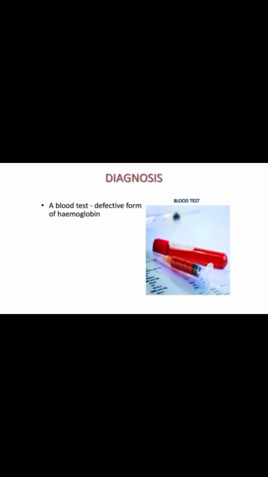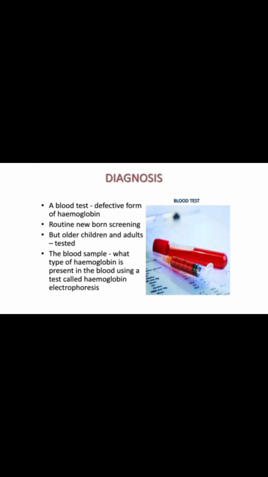Diagnosis. A blood test checks for the defective form of hemoglobin that underlies sickle cell anemia. In the United States, this blood test is a part of routine newborn screening, but older children and adults can be tested too. The blood sample is analyzed to see what type of hemoglobin is present in the blood using a test called hemoglobin electrophoresis.